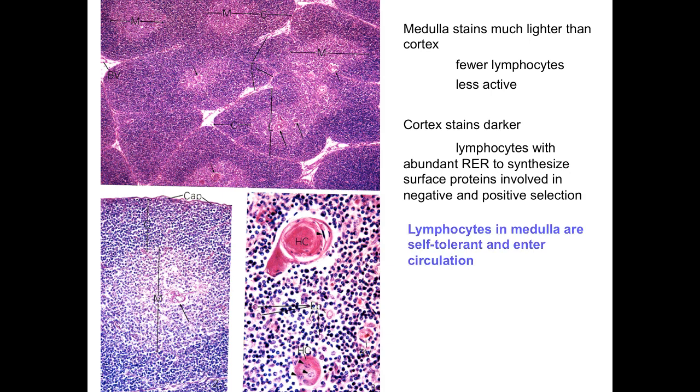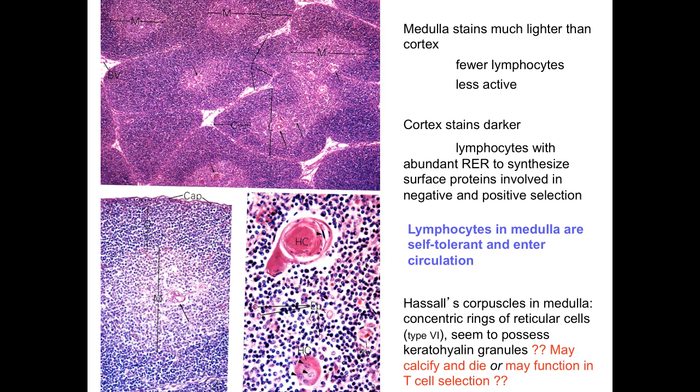The Hassall's corpuscles in the medulla consist of these concentric rings, most likely of type 6 thymic reticular cells. They probably have keratohyalin granules. They probably calcify and die. They may or may not be involved in T cell selection.